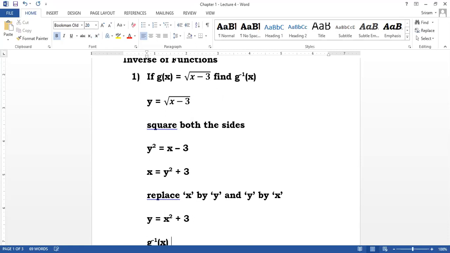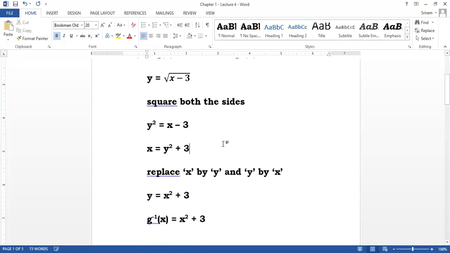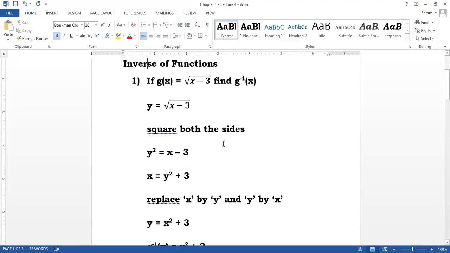Again I am repeating. See dear, the basic idea: I want to find the inverse of a function. How to find the inverse of a function? The function is given, g of x is equal to root of x minus 3. I am going to find the inverse. So for my convenience, I take y is equal to the given function. Here y is equal to root x minus 3.